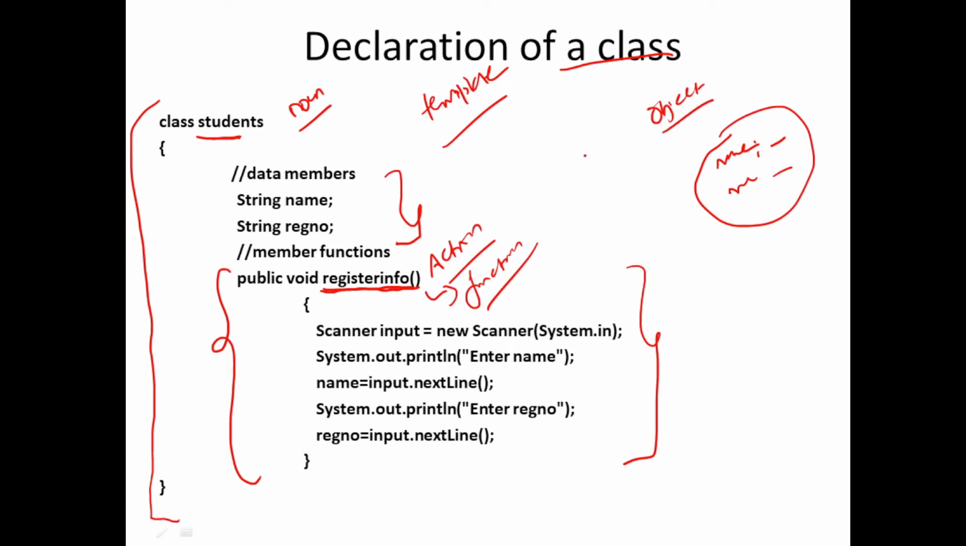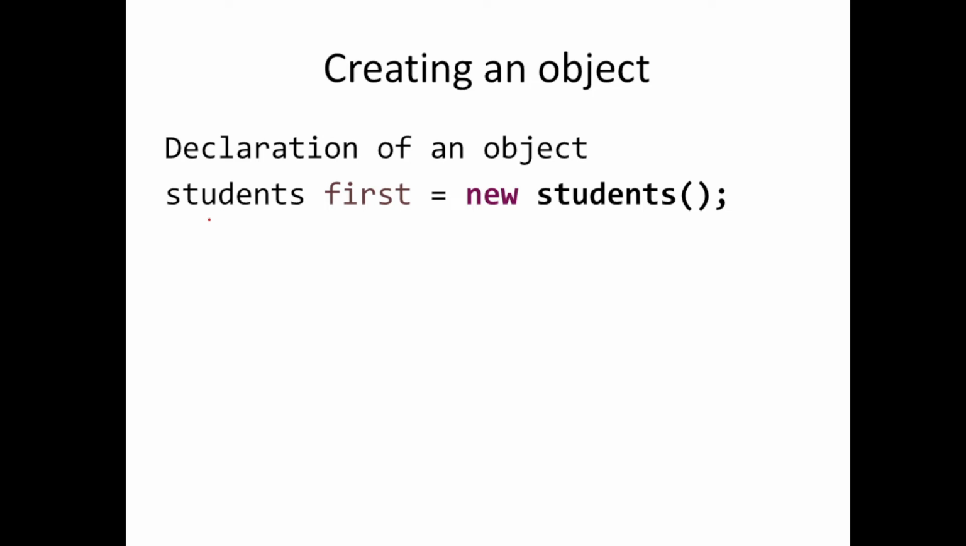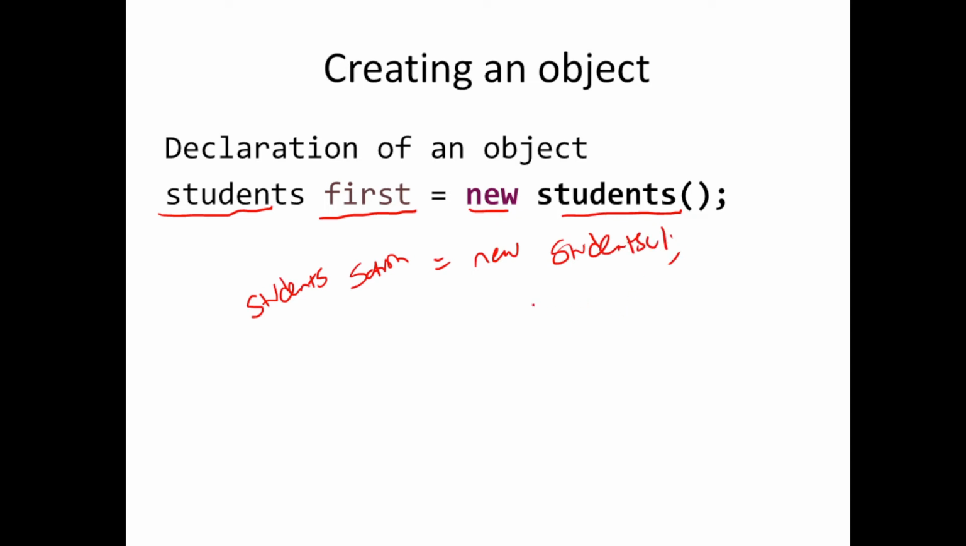How can you create an object? Now I have created this class. How can I create an object? See, class name, this is the object name, new class name. So very simple. Say I can create a student by name Satish. Say Student Satish is equal to new Student. Very simple. Now what will it do?